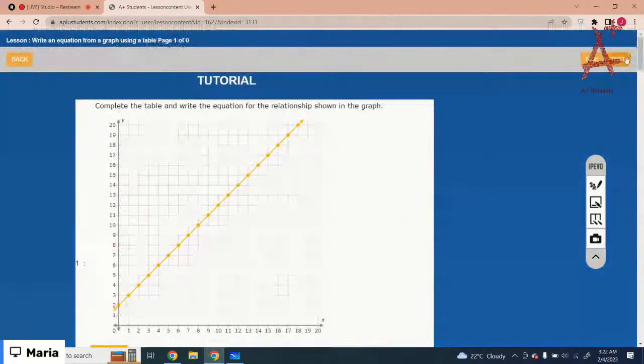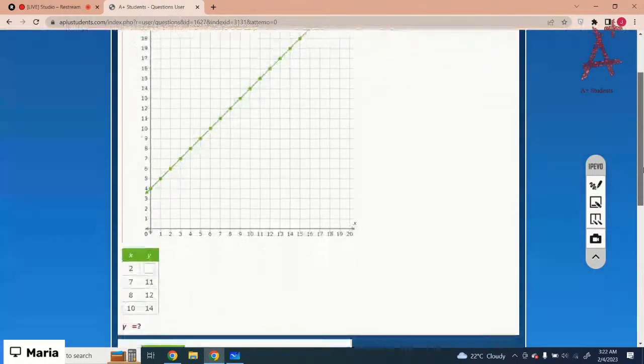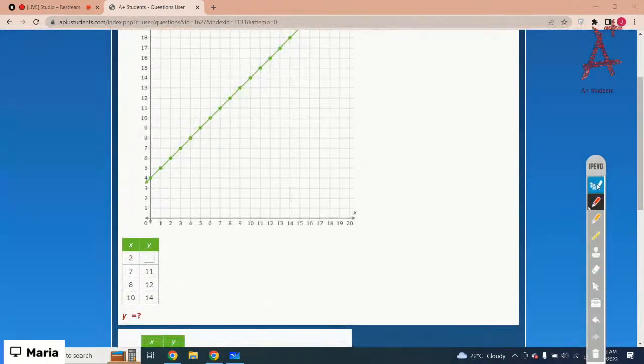Let's just start with the test questions. You can have a look on the tutorial questions by yourself later today. They are already solved. Okay, complete the table and write the equation for the relationship shown in the graph. Okay, first we have to complete the table. Just match the x value. Here you have x is 2. So just match the x value to the y. That means when x is 2, y equals 6. Got it?